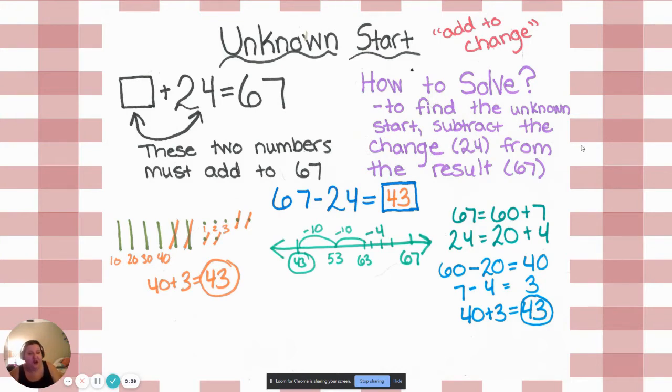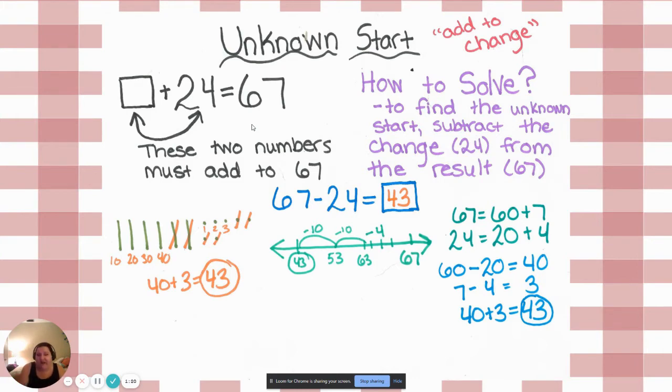To find the unknown start, you need to subtract the change, which is 24, from the result, 67. So the unknown number and the change, which is 24, need to add together to get 67. We cannot add 24 and 67 together. If we did that, we would end up with a number that is greater than 67, and that won't work. Our end result must be 67 in this case. So the number must be smaller than 67 in order to add to 67. So again, the two numbers, the unknown and 24, must add together to be 67.